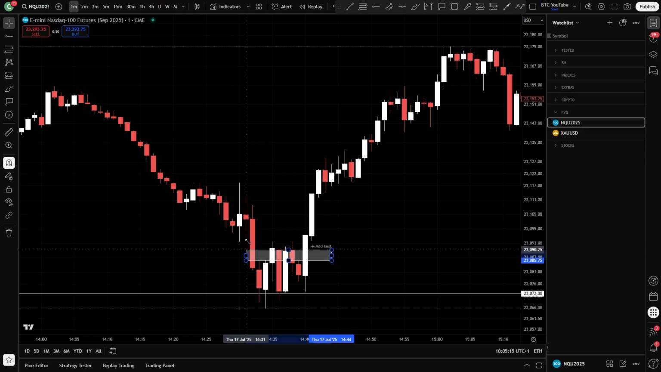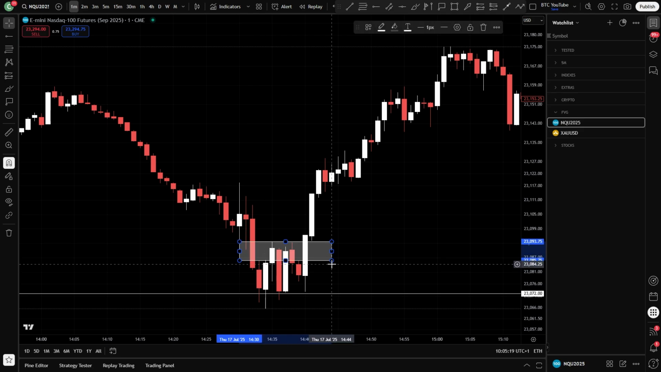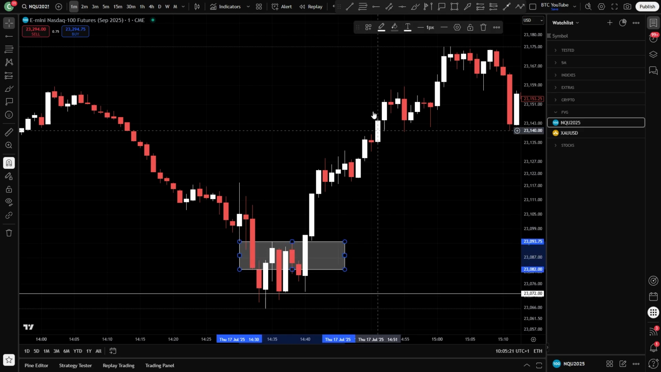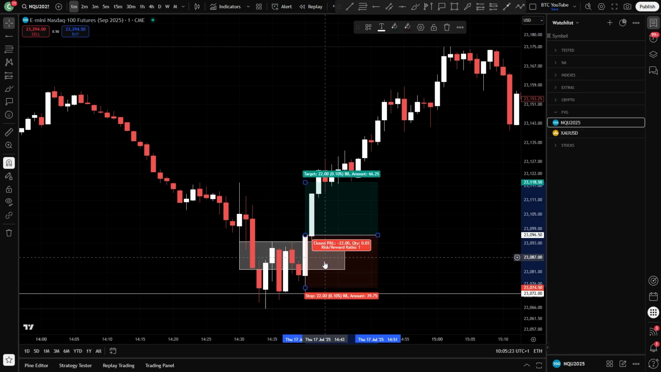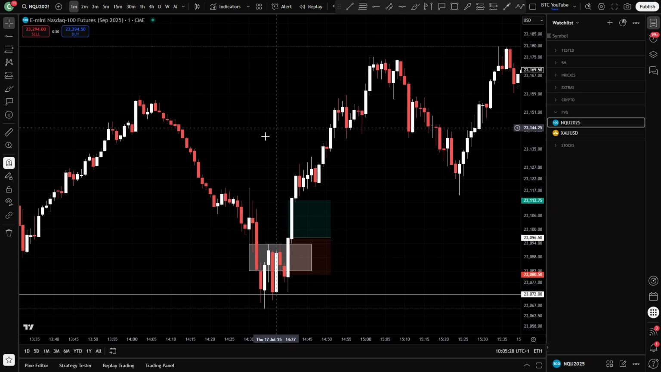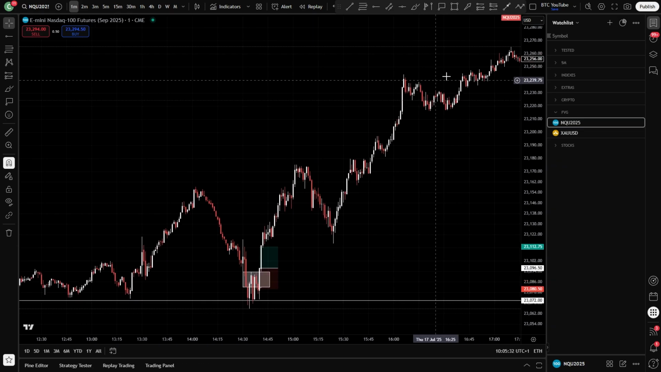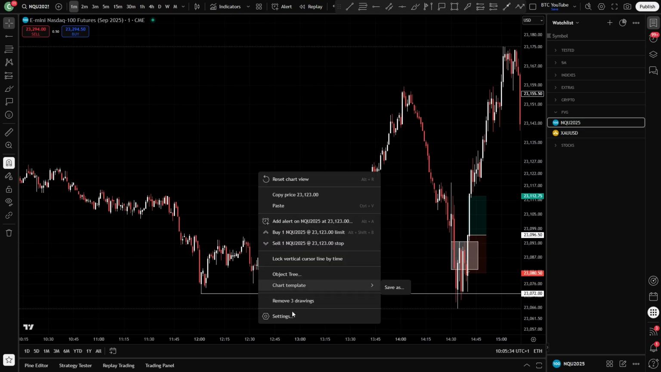And on the 30-second, the actual inverted fair value gap was something more like this. It was a lot bigger and more obvious. And then when we closed back above it, we basically just ran straight up to the first take profit, set the rest to break even, and then we ran all the way up to the liquidity point up here. And then we actually ran to a new all-time high and beyond. It was a really, really good trade.